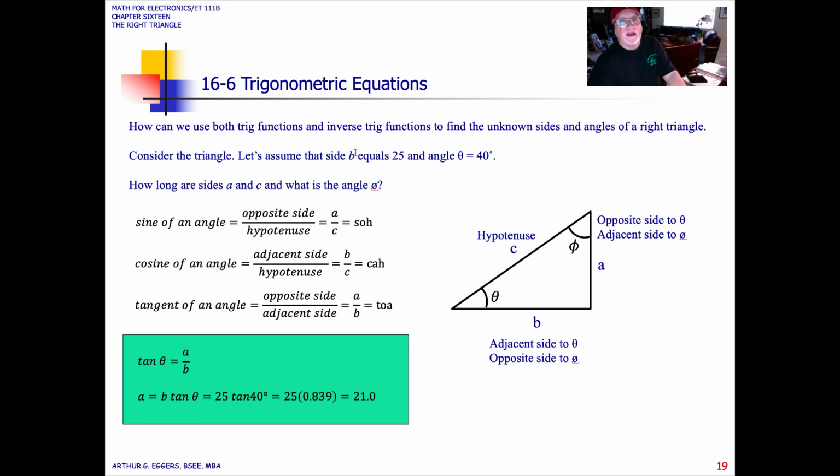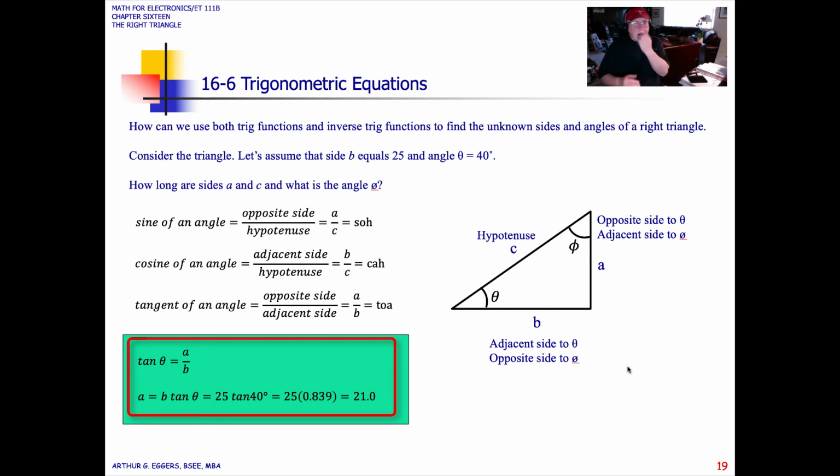Okay, so what about side A? They wanted us to solve for side A and side C. So for side A, we pick one of the relationships that has an A in it. So we do the same thing. The tangent of the angle is equal to A over B, opposite over the adjacent. Set up the expression. Again, let's move A to the left side by itself so that the right side becomes the product of side B times the tangent of theta. So 25 tangent 40 degrees. The tangent of 40 degrees is 0.839, almost 0.84. So that times 25 gives me the length of side A, 20.98.